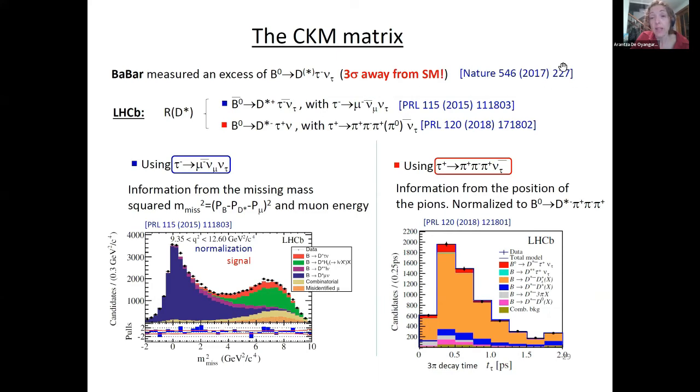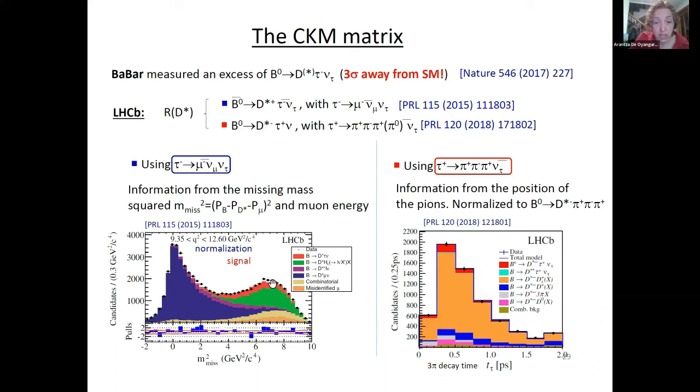And I really advise you to have a look at this Nature paper, because it is very interesting. And then this 3 sigma triggered the measurements, and at LHC we have done it using different decay channels. The taus are very complicated also because you have neutrinos in the decay. But even like that, it has been done with 2 different methods. One is using the information from the missing mass and the muon energy.